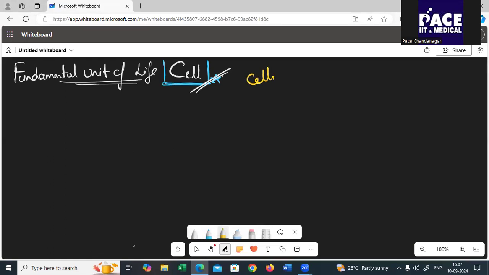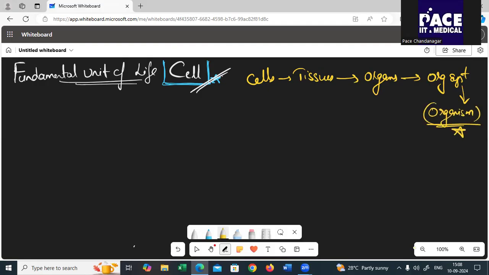Many cells form tissues, many tissues form organs, many organs together form an organ system, and all these organ systems together make up an organism. Okay, so that is the hierarchy of things, and we have many types of tissues. We are going to talk about it in today's class. Tissues, briefing about the cell.